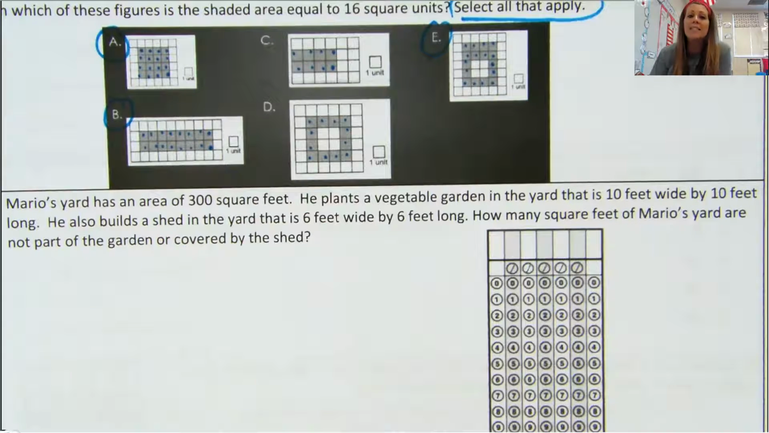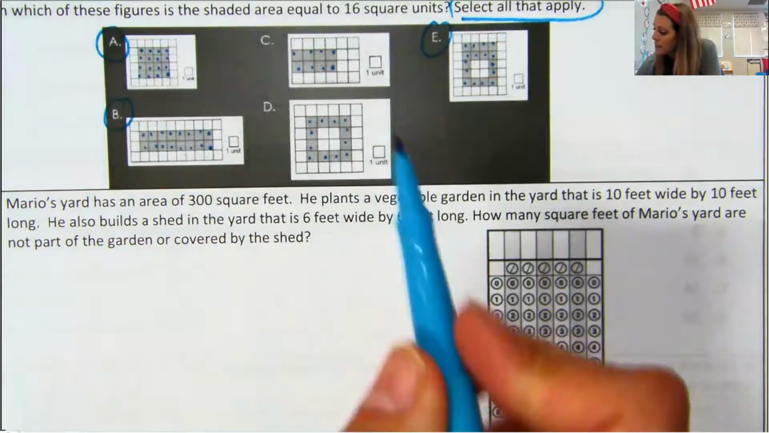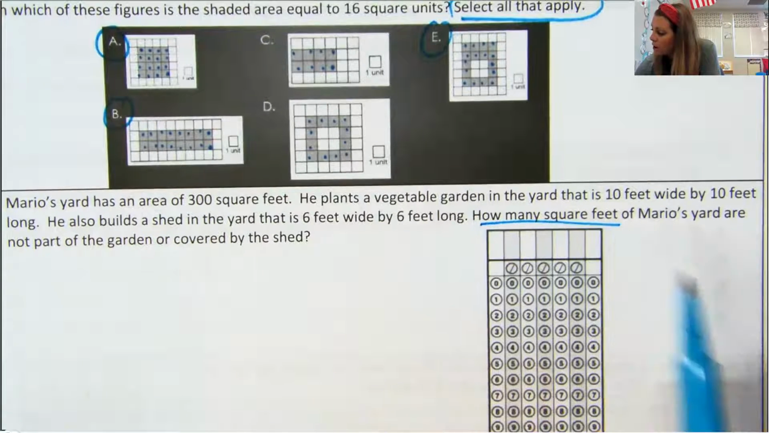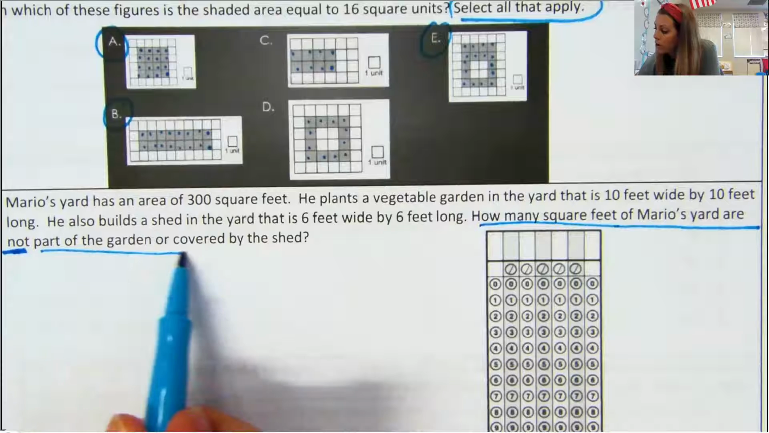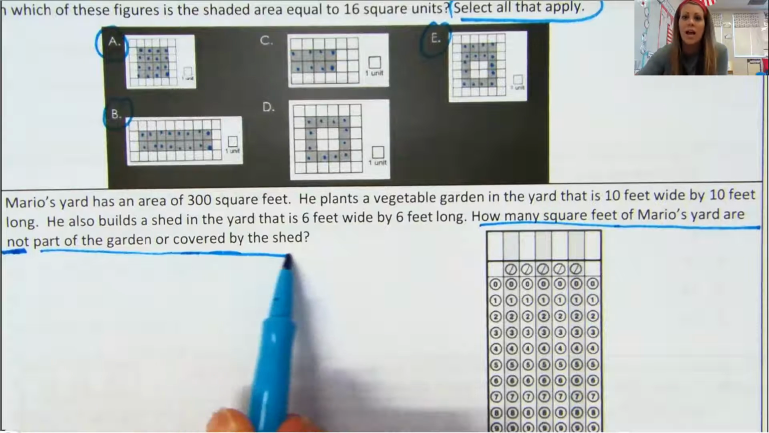Mario's yard has an area of 300 square feet. He plants a vegetable garden in the yard that is 10 feet wide by 10 feet long. Okay, we're doing area, length times width. He also builds a shed in the yard that is 6 feet wide by 6 feet long. How many square feet of Mario's yard are not part of the garden or covered by the shed?